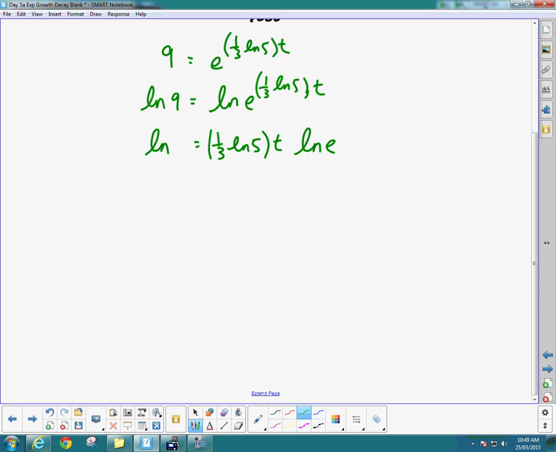Okay, so that whole exponent here came down out front, and it left us with a ln e. As always, ln e is what exponent do we put on e to get e, so it's 1. So that leaves us with this. And I need t by itself, so I'm going to divide by that.